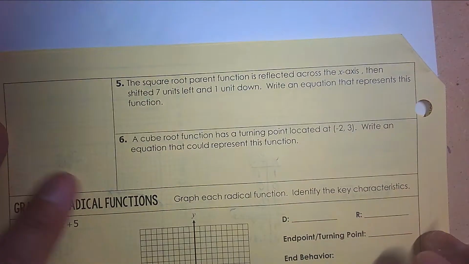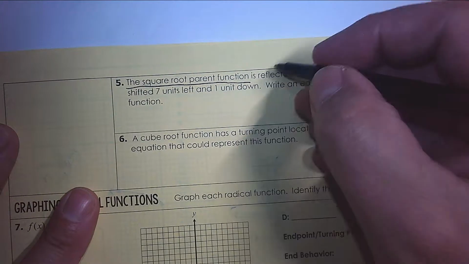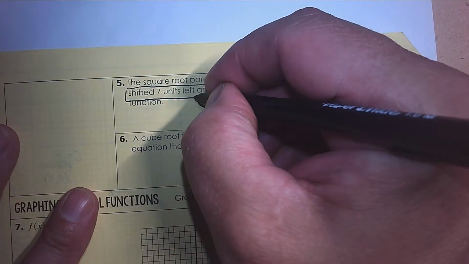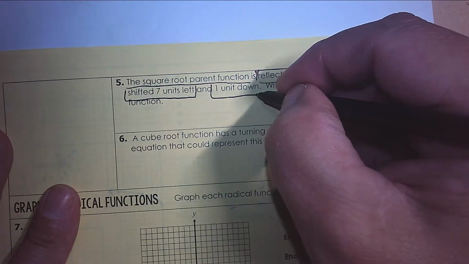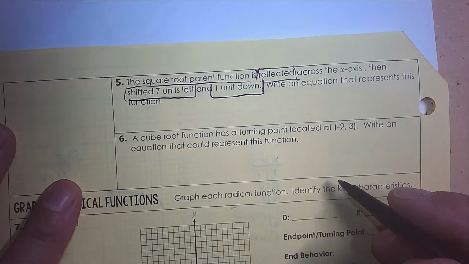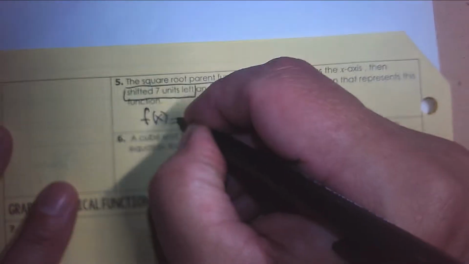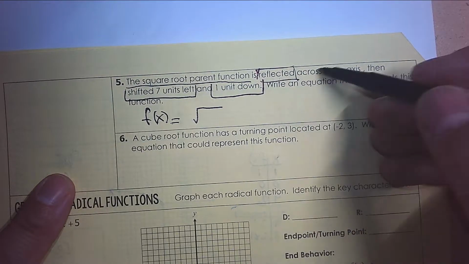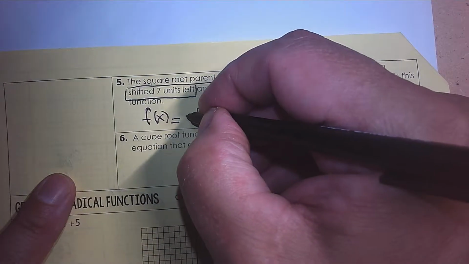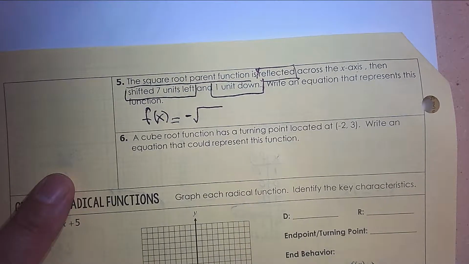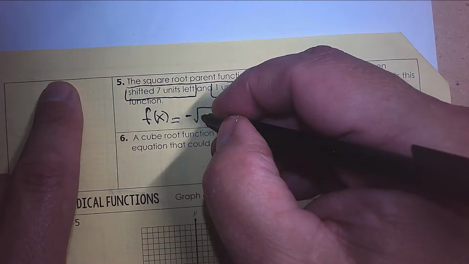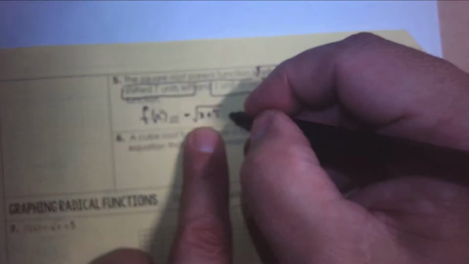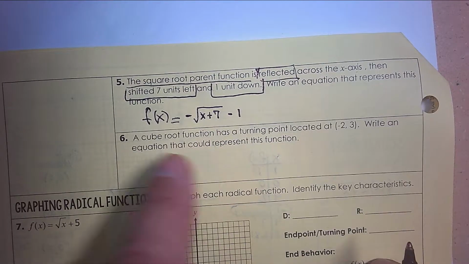It says the square root function is reflected across the x-axis. It is then shifted 7 units left and 1 unit down. Can you write an equation that describes it? So we're going to write down f of x equals, and we have a square root sign, right? It's a square root function. If it's reflected across the x-axis, in front of the square root sign will be a negative. It goes 7 units left. That means inside, what sign will I see? Plus 7. And then 1 unit down is outside. And what do we do? Subtract 1.